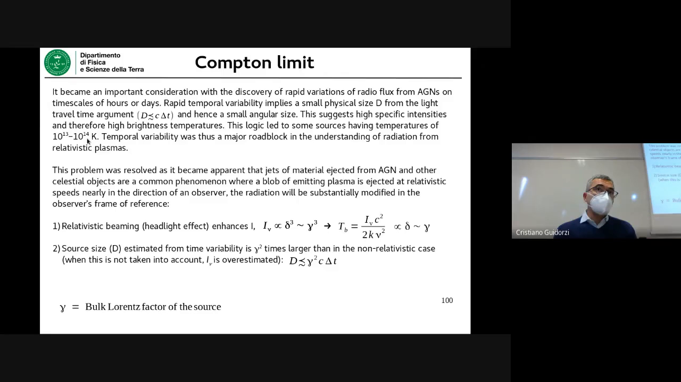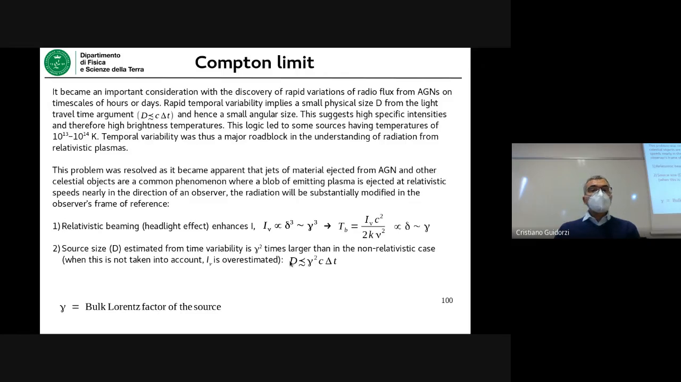But there is also another aspect, which is number 2 here, which is the variability. When you use the variability to estimate the size of the source, when you are in the presence of an ultra-relativistic source, the relation between the size of the source, d, and the variability timescale, delta t, is no more c delta t. There is a factor of gamma squared. And the proof of this is what I will show you next.